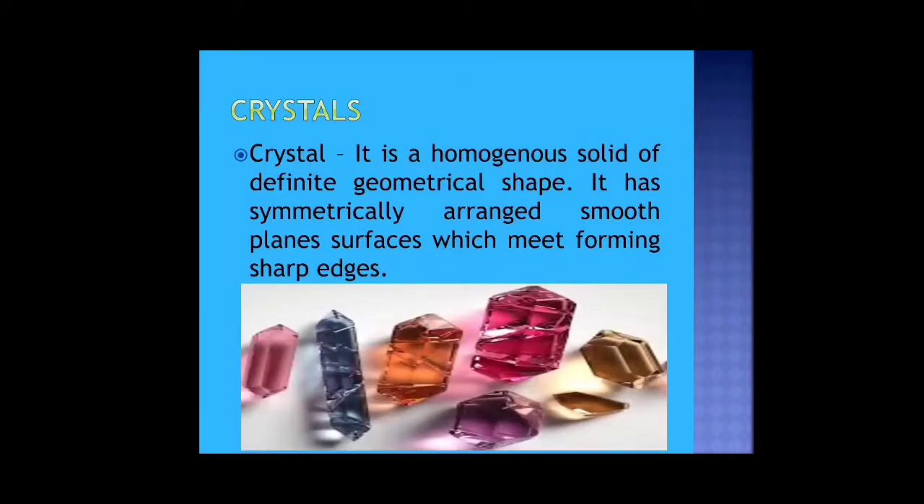The next topic here is crystals. Most of you must have seen many types of crystals. They are seen in jewelry, and in different salts present at home. A crystal is a homogeneous solid of definite geometrical shape. It has symmetrically arranged smooth plane surfaces which meet, forming sharp edges. So a crystal's definition will be: a homogeneous solid of a geometrical shape which has smooth plane surfaces and sharp edges. These two are very important points of a crystal.